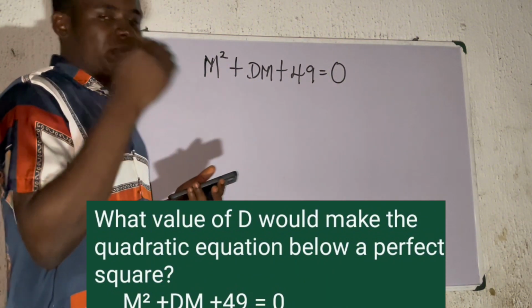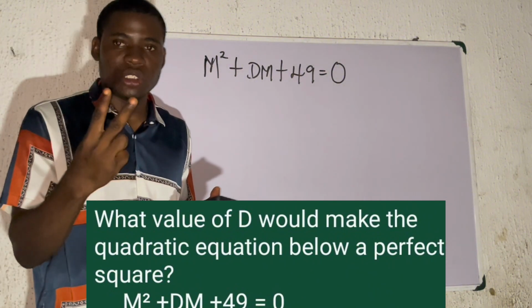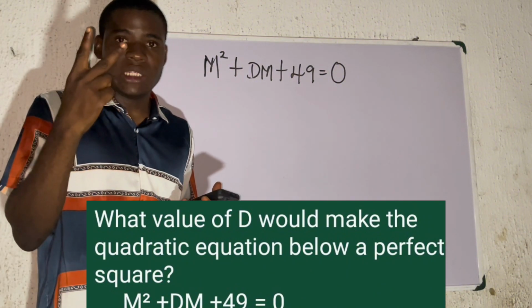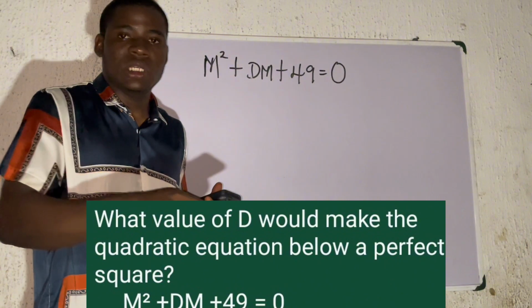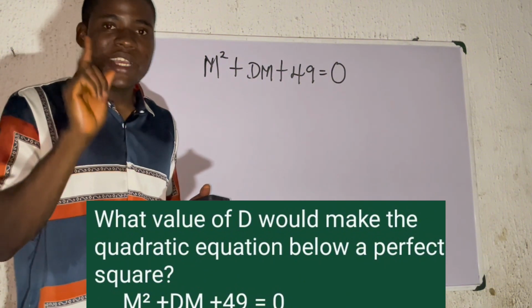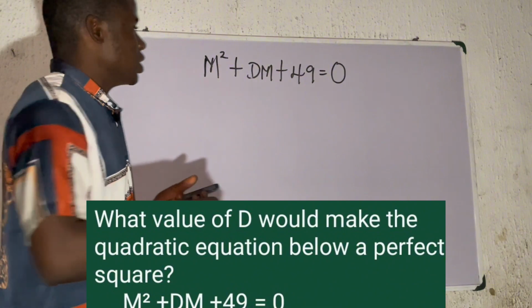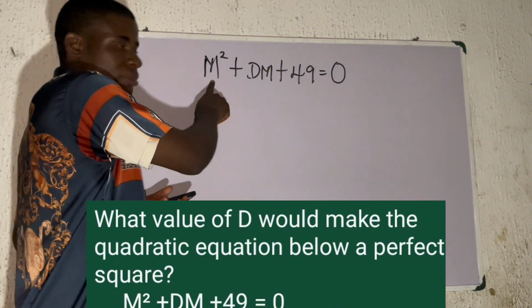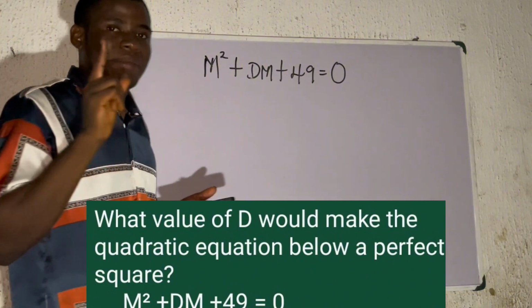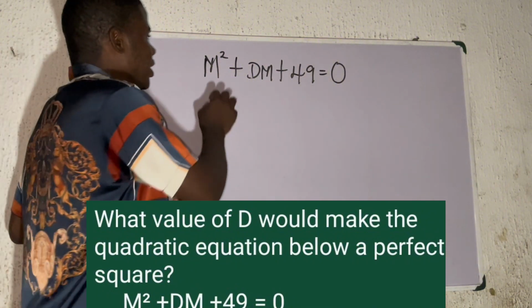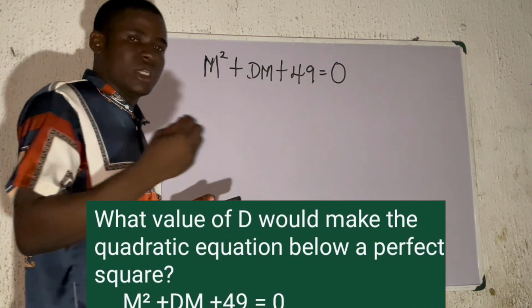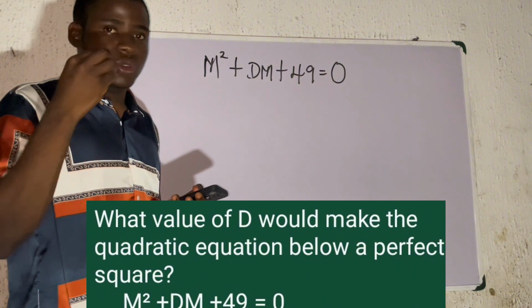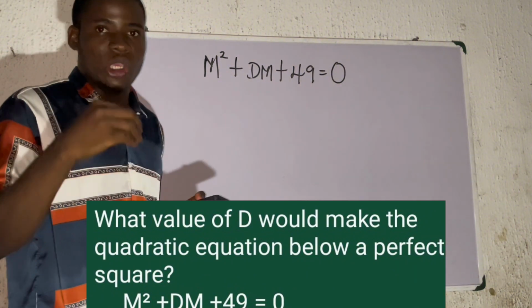Now, if you have been following me, I gave you two conditions that must be met for you to say that the quadratic equation is a perfect square. The first condition says that the first term and the last term must be perfect squares. That means if you find the square root of the first term and the last term, you get a rational number or a whole number.